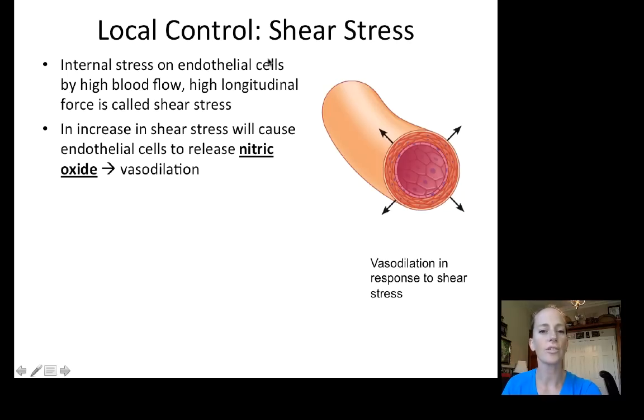Another one is shear stress. This is internal stress on the endothelial layer, the inner layer of the blood vessels. If we have extremely high flow in a particular vessel, then they will release nitric oxide. That causes vasodilation, which will then decrease the resistance and any potential damage that could be caused by this shear stress.